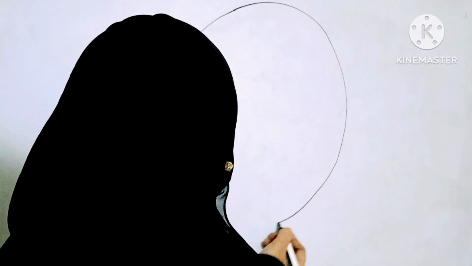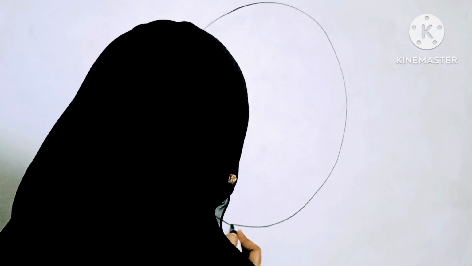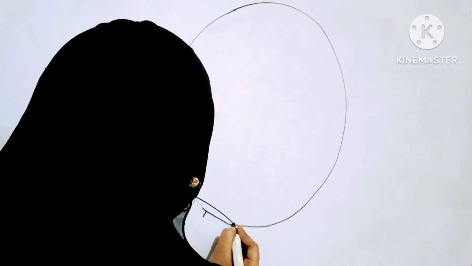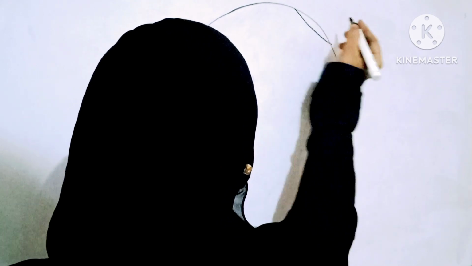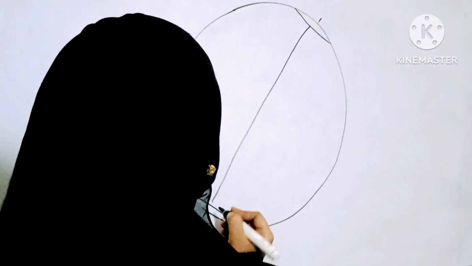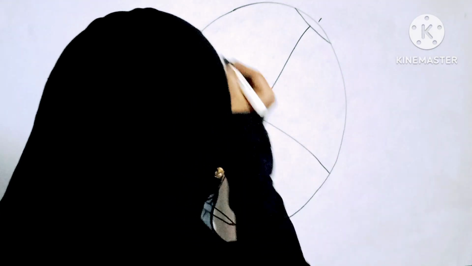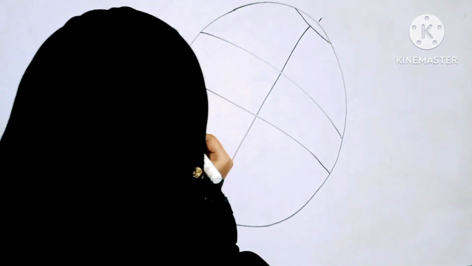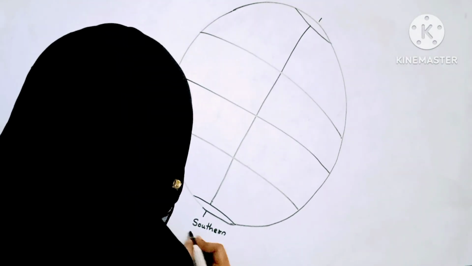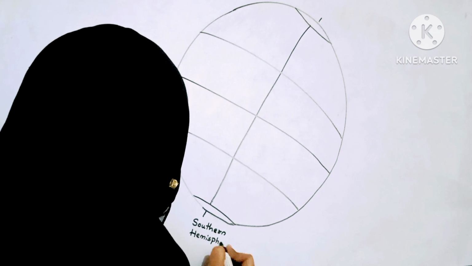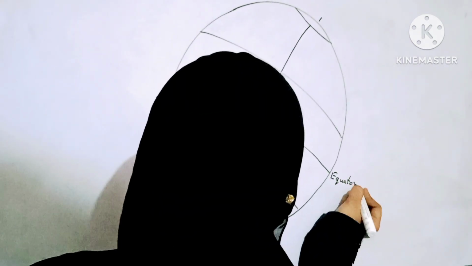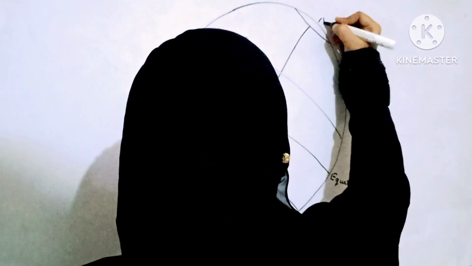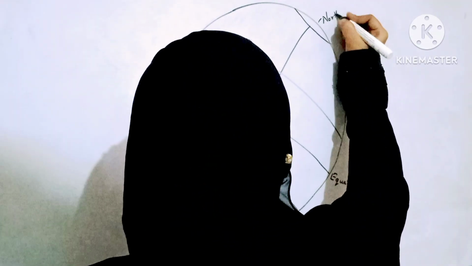The earth is divided into two halves, that is north and south, and they are known as the hemispheres, that is the northern hemisphere and the southern hemisphere. Here is an imaginary line that divides the earth into two halves, that is the equator. You can see here the part between the equator and the south pole is called the southern hemisphere, and the part between the equator and the north pole is called the northern hemisphere.